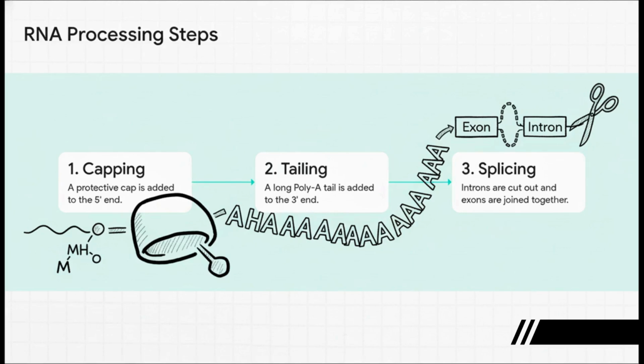That's splicing. So how do you remember the order? It's easy. Cap, tail, cut. Put on the cap, add the tail, then cut out the junk.